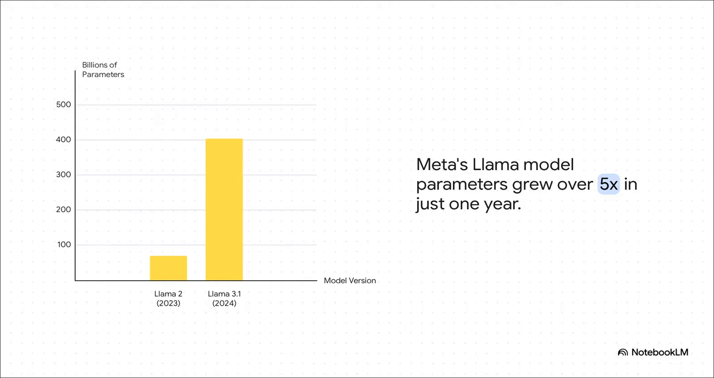So how do we even measure how big these things are? Well, we use something called parameters. You can think of a parameter like a tiny little knob in the AI's brain that gets tweaked and tuned during training. Just look at this. Meta's LLaMA 2 model from 2023 had 70 billion of these parameters. One year later, LLaMA 3.1 exploded to over 500 billion. That is a mind-boggling leap in complexity in such a short amount of time.